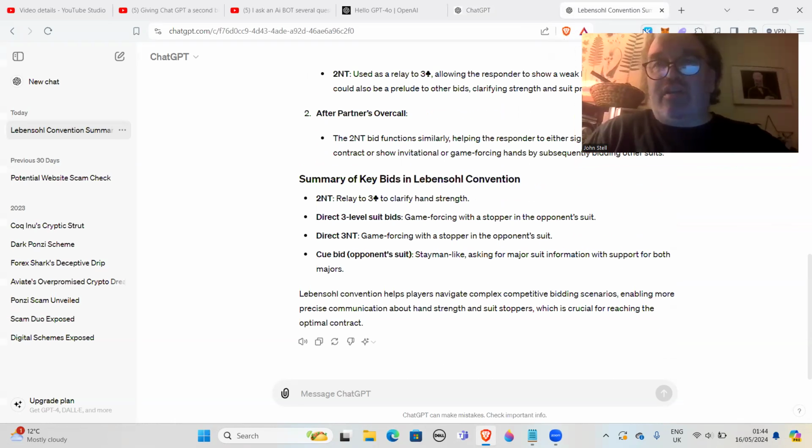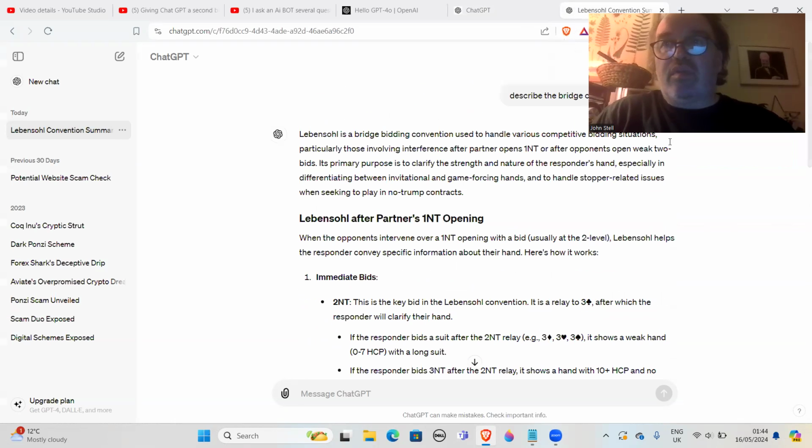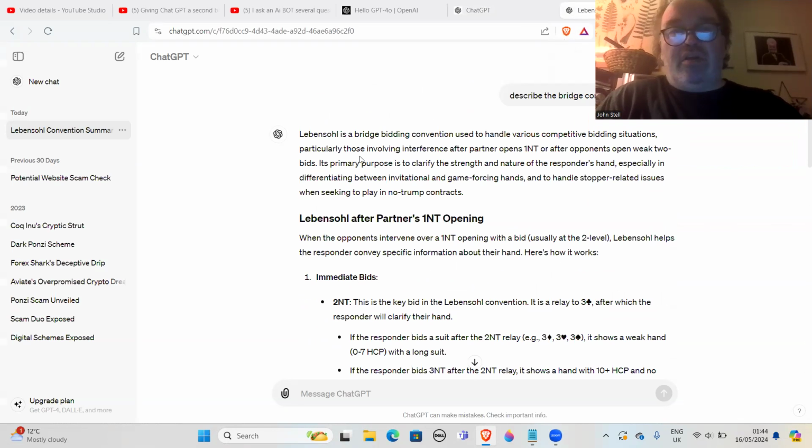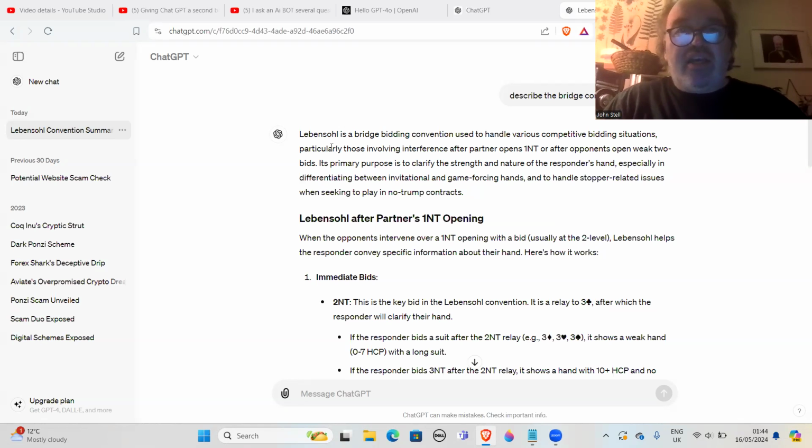Okay, so I asked it about lebensohl here. So let me just go up. Okay, so I put: describe the bridge convention lebensohl. So lebensohl is a bridge bidding convention used to handle various competitive bidding situations, particularly those involving interference after partner opens one no trump, or after opponents open weak two bids. Its primary purpose is to clarify the strength and nature of the responder's hand, especially in differentiating between invitational and game-forcing hands, and to handle stopper-related issues when seeking to play in no-trump contracts.